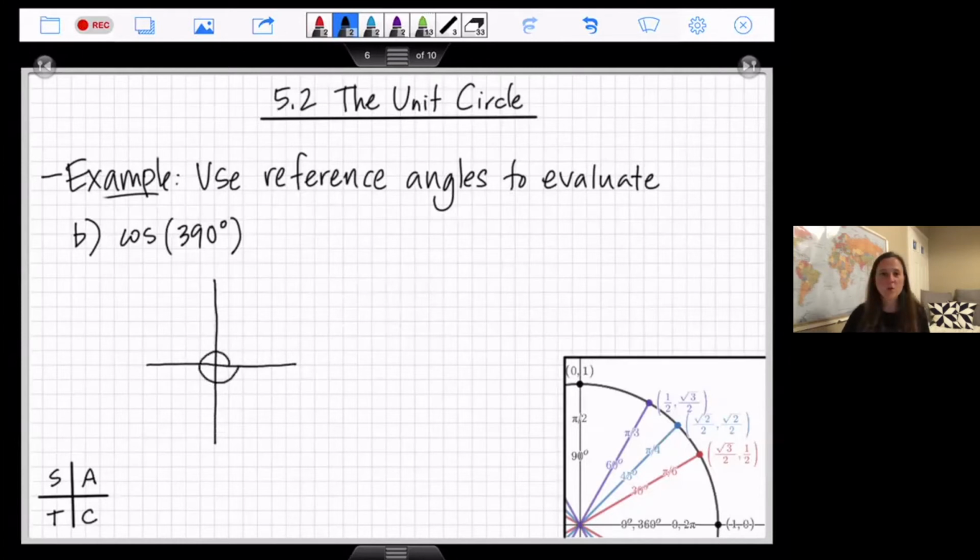360, I'm going to need 30 more degrees to get to 390, right? So 30 degrees is actually going to be my reference angle. Reference angles tell you which terminal point flavor to pick. I want the red one.